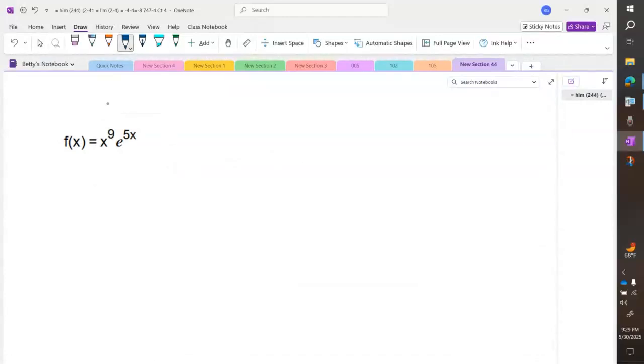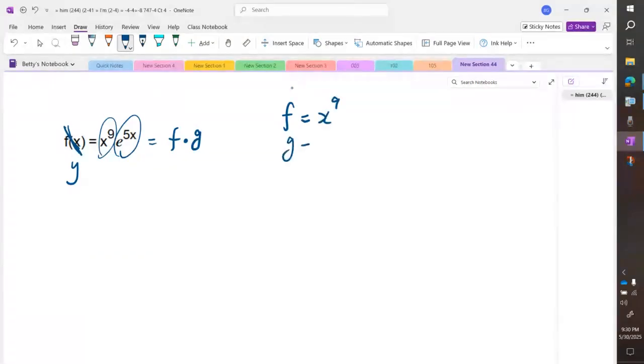And on my guided note, I do the same thing, right? I scratch this out, cross this out, and I change it to y. Because I'm going to use f to represent the first part in a product. This is the first function, this is the second function. The two functions multiplied together is the original function, right? So because I want to use f as x to the power 9, g is e to the power 5x. So I changed the original notation.